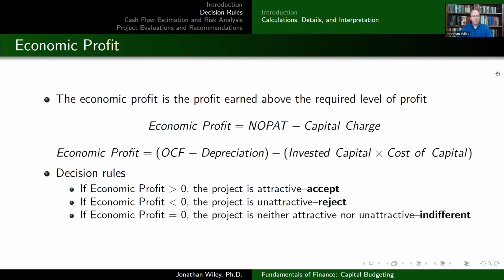Now, as far as decision rules go, it's pretty straightforward. If the economic profit is greater than zero, then the project is generating more than was required to compensate for the risk, and so the project is attractive, and therefore we should accept it. If the economic profit is less than zero, the project is unattractive and should therefore be rejected. And if the economic profit is equal to zero, the project is neither attractive nor unattractive, and we are essentially indifferent about the project.